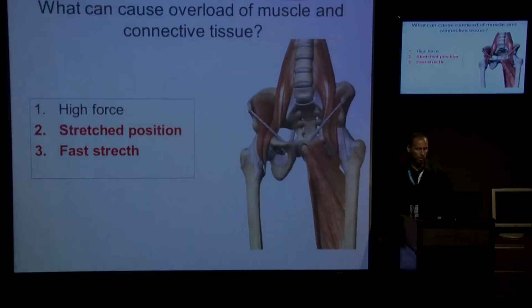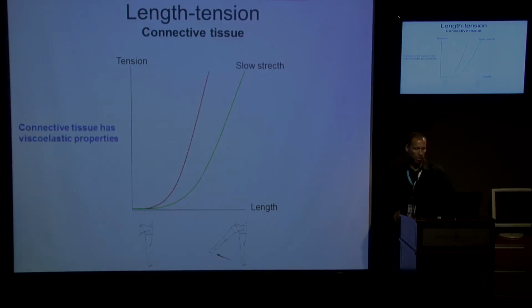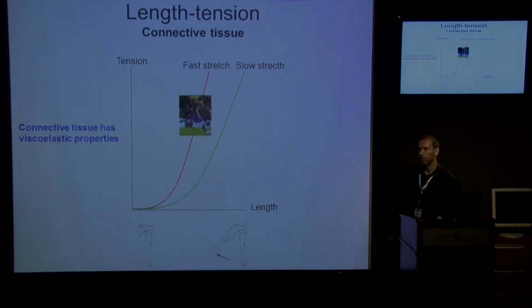So the next two factors, stretch position and a fast stretch. If we stretch a muscle, then we also stretch the connective tissue, the tendons. Then tension increases in the connective tissue up to some point where it will eventually break. That doesn't happen so often. But if you stretch it fast, then it looks like this. Even at the same length, the tension in the connective tissue will be higher, because the connective tissue has viscoelastic properties. So when you stretch it fast, tension develops faster. And that's also happening during a soccer kick, and I'll show you that today also.